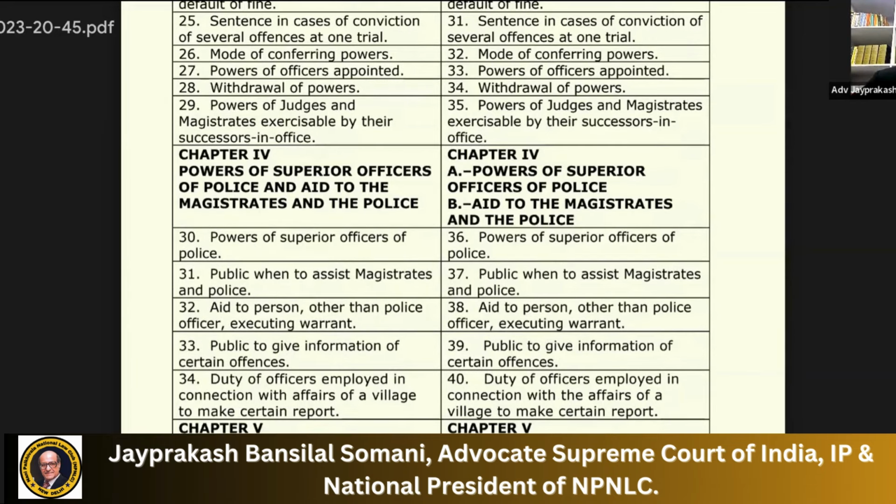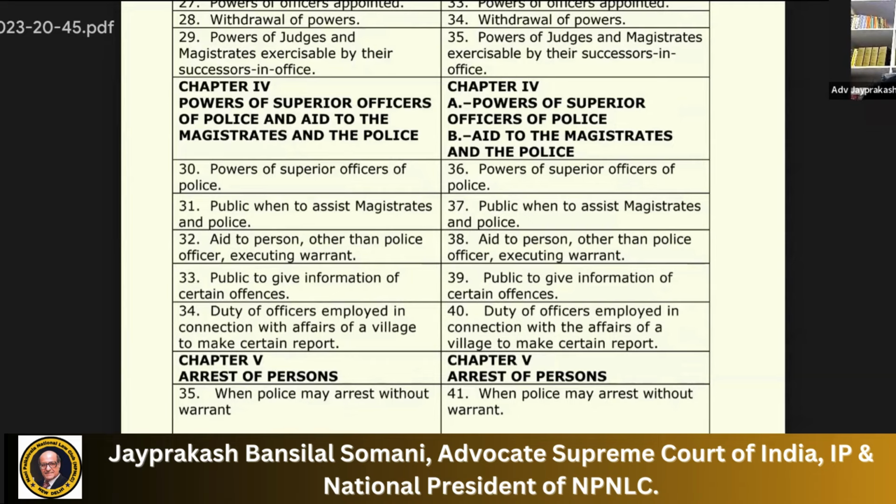Section 29 of BNSS is related to power of judges and magistrate exercisable by their successor in office. Its earlier section was in CrPC, Section 35. Now, we are moving towards Chapter 4, powers of superior officers of police and aid to the magistrate and police. Earlier chapter was Chapter 4A, power of superior officers of police, and B, aid to the magistrate and the police, which was in CrPC.